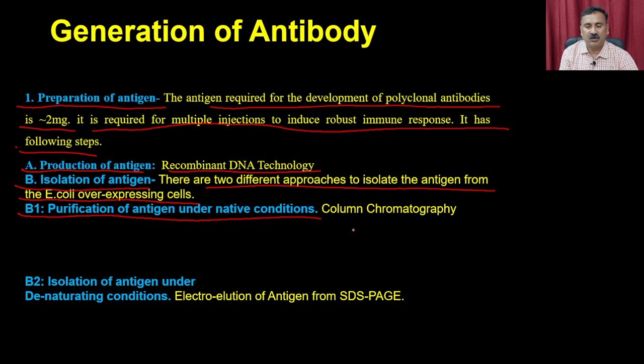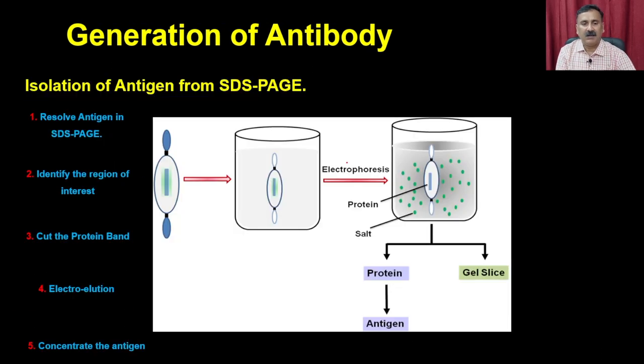Purification of antigen under the native condition. You can use column chromatography, ion exchange chromatography or any other affinity chromatography to purify the antigen. Or you can use the antigen under denaturing conditions. So you can do the electroelution of antigen from the SDS-PAGE. These are the steps you have to take to isolate the antigen from the SDS-PAGE.